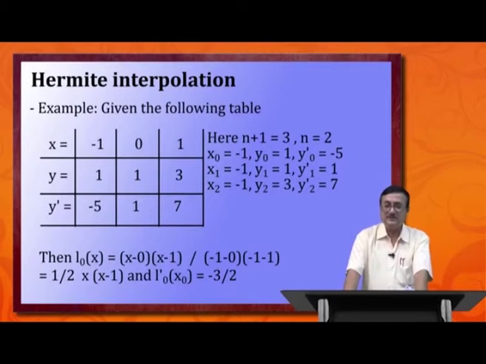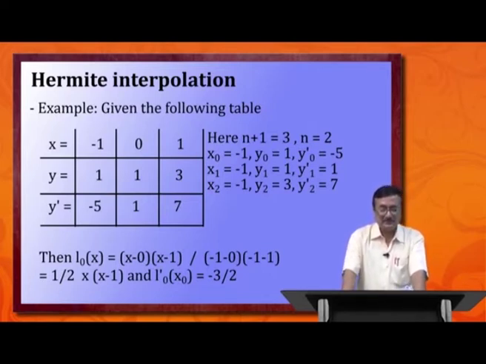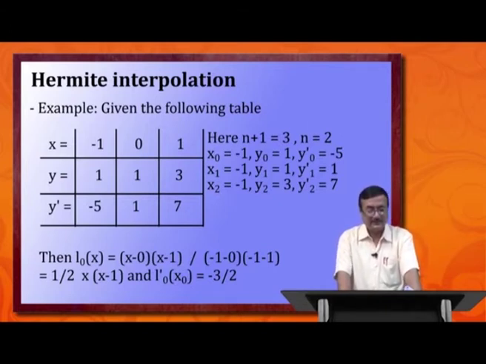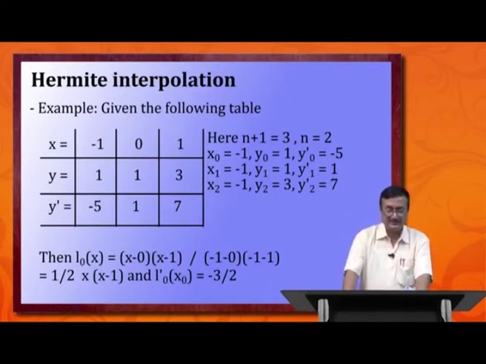x is given at the points -1, 0, 1. The corresponding values of y are 1, 1 and 3, and y', that is dy/dx, at the same points are given to be -5, 1 and 7. Here there are 3 points, so n+1 is 3, that is n is equal to 2. x0 is -1, y0 is 1, y0' is -5, x1 is 0, y1 is 1 and y1' is 1, x2 is 1, y2 is 3 and y2' is 7.